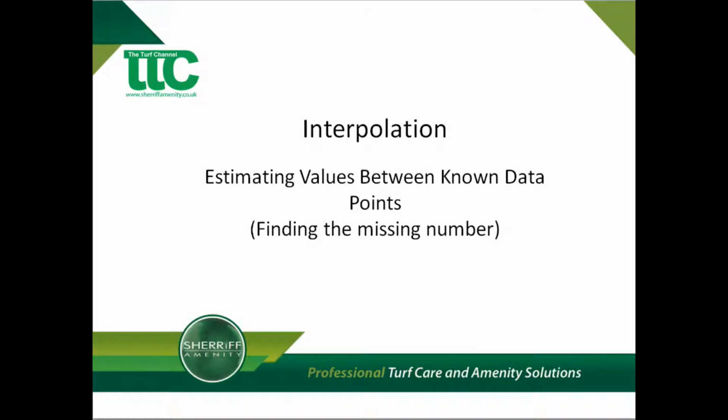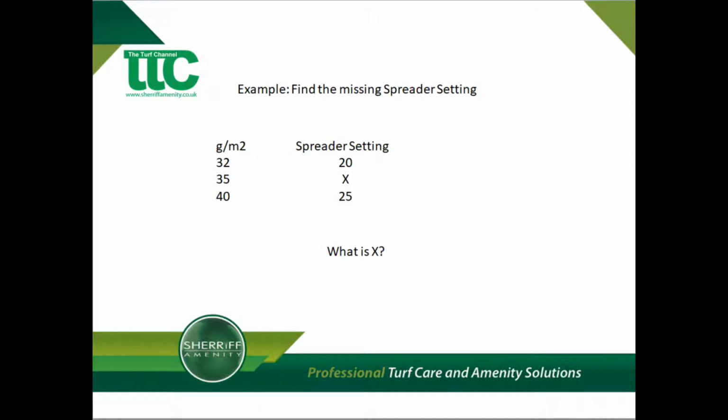How to undertake interpolation, which is a way of estimating values between known data points, or quite simply, a method for finding the missing number. In our example, we need to find a missing spreader setting. We know the spreader setting at 32 grams per meter squared is 20, and at 40 it is 25. But we want to apply our fertilizer at 35 grams per meter squared. So what is the spreader setting X?